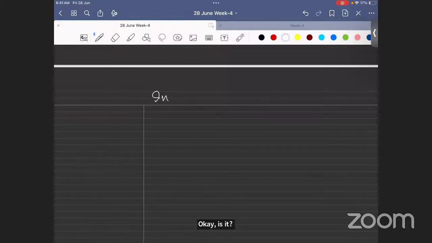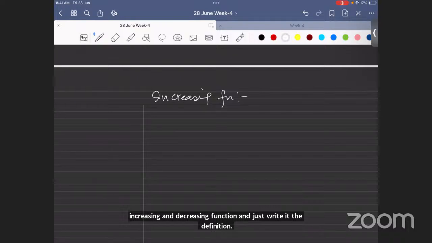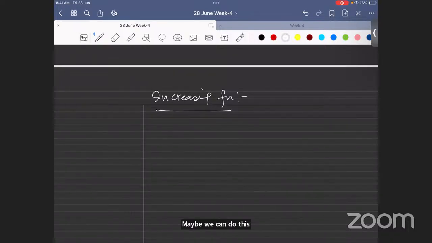And for increasing and decreasing functions, I'll write the definition. It's important because they'll be asking you for sure in the exam. From the given plot itself, they'll ask you whether it's an increasing function or a decreasing function.